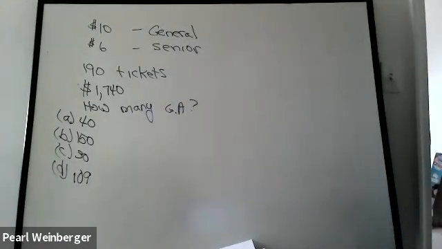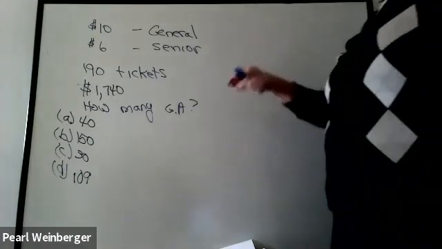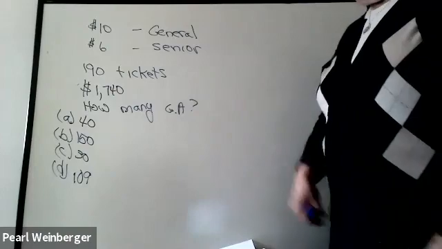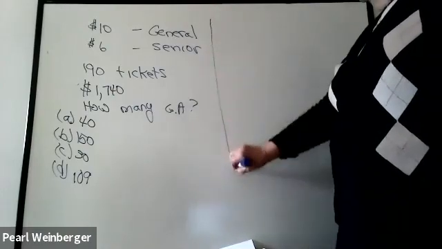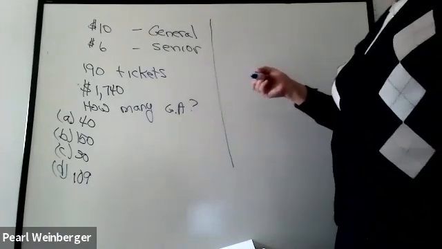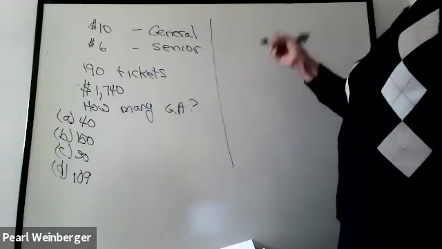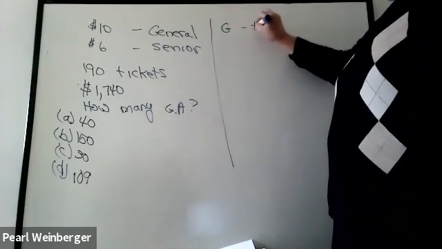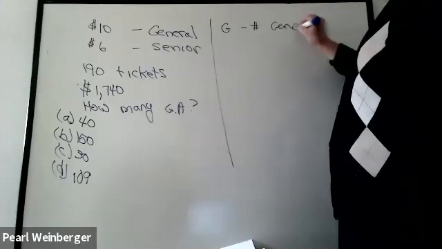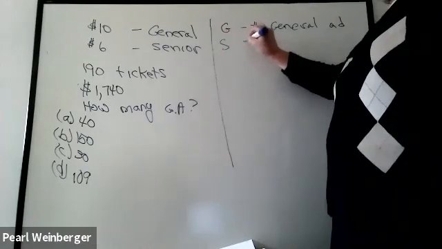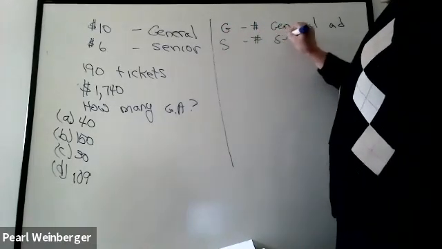Okay, I think we should start trying together now. We have two things that we don't know. We don't know how many general admission tickets were sold, and we don't know how many senior tickets were sold. Now, let's decide on our variables. Remember, this is what's called making a legend. Should we call them G and S? Let G be the number of general admission tickets, and let S be the number of senior tickets that were sold.